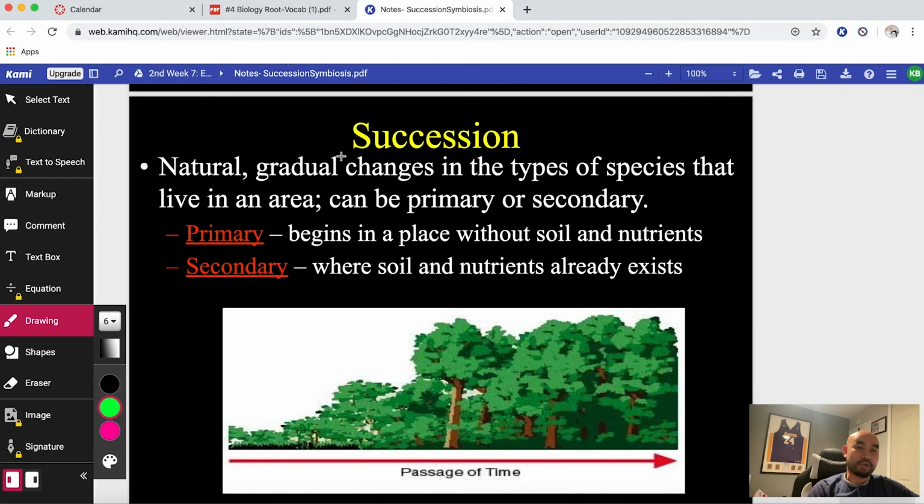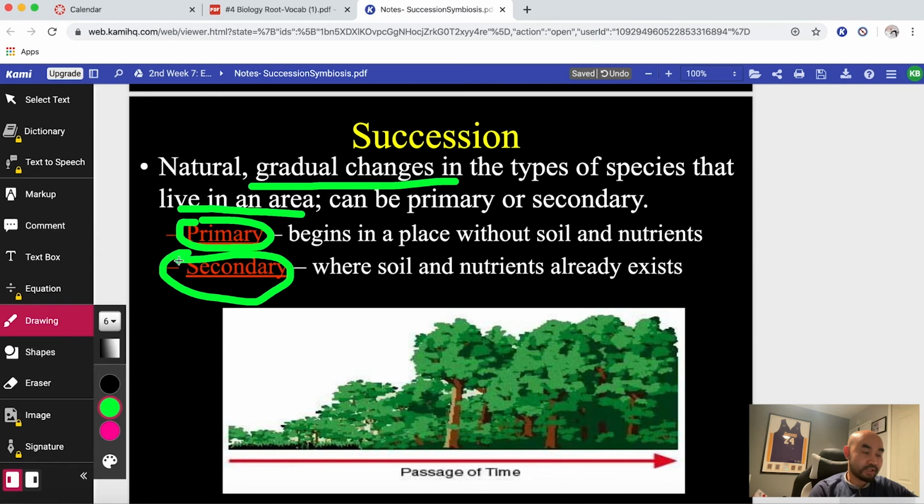It's been through what we call gradual change, things that change, right? So succession is when nature gradually changes the type of species in that living area. And that's what succession means. And there are two types of succession. You have what we call primary succession and secondary succession.